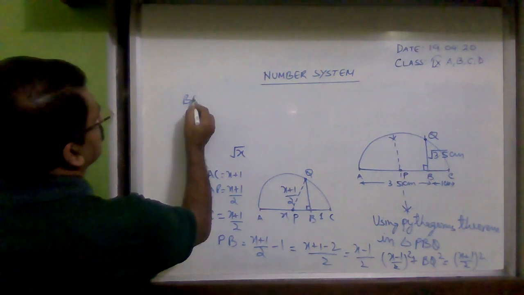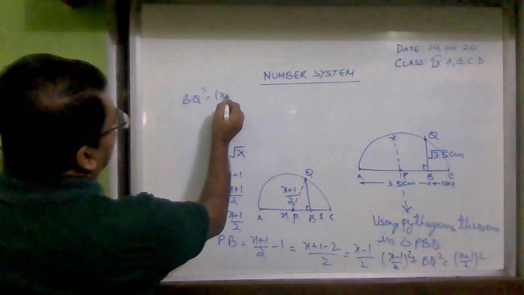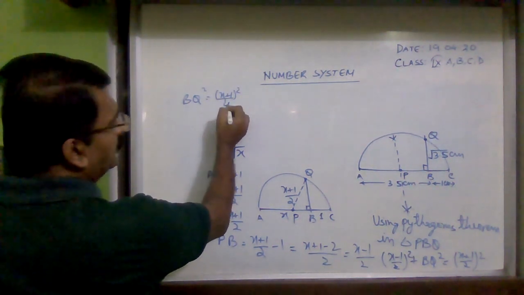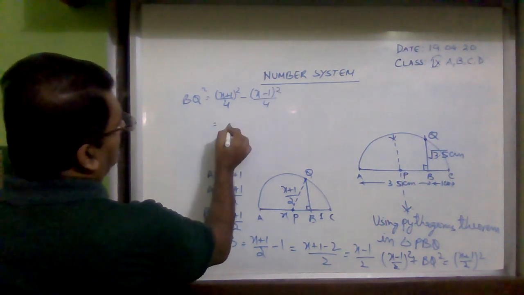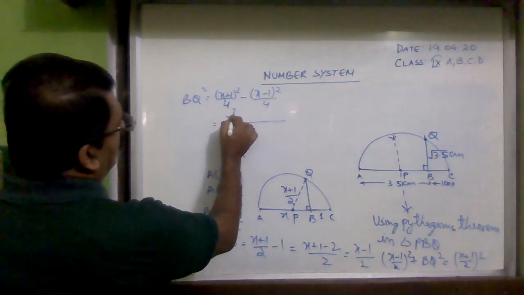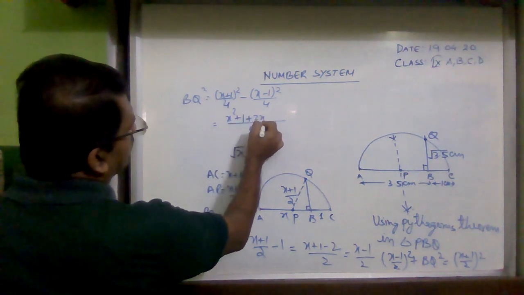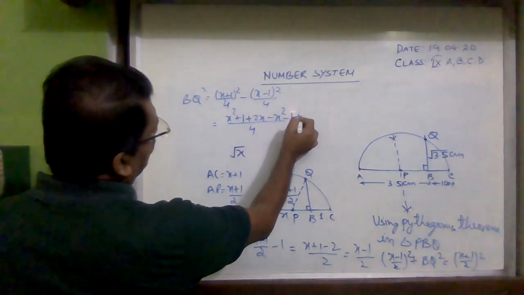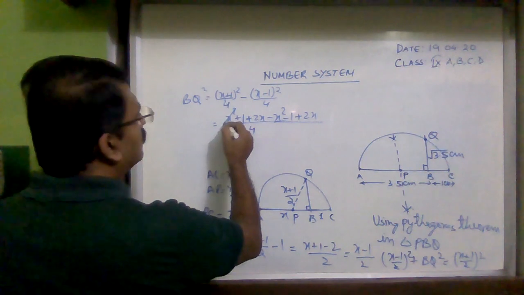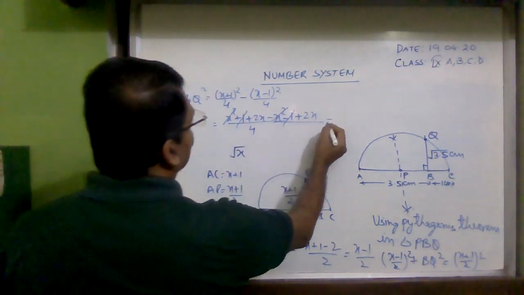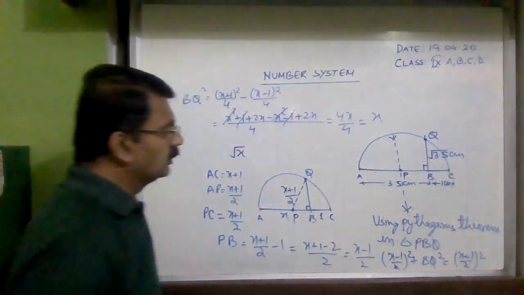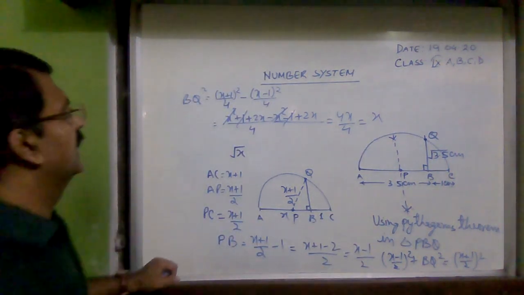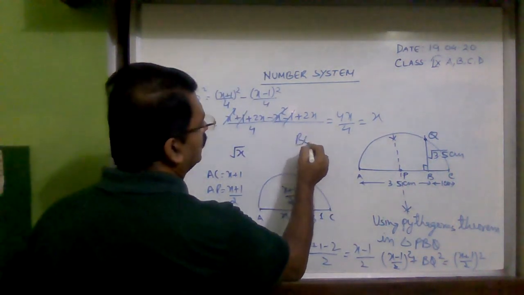That is BQ square is equal to (x plus 1) square by 4 minus (x minus 1) square by 4. Take 4 LCM. x square plus 1 plus 2x minus x square minus 1 plus 2x. x square cancelled, 1 cancelled. So it is 4x by 4, that is equal to x. So you can see that BQ square is x, then BQ will be equal to root x.